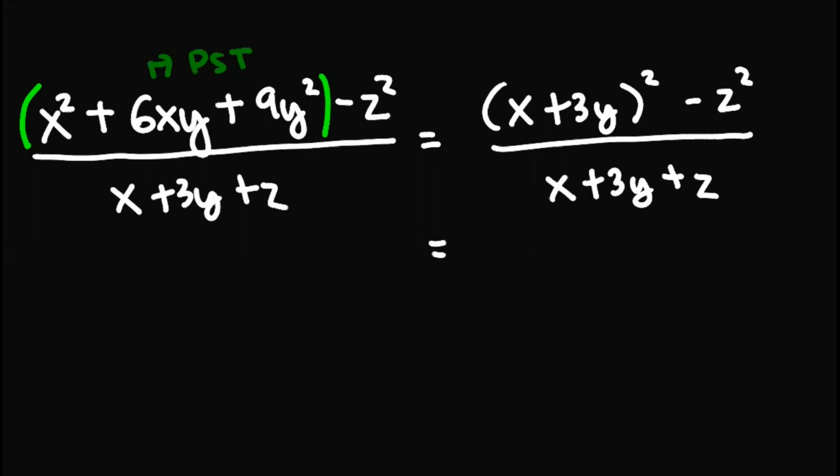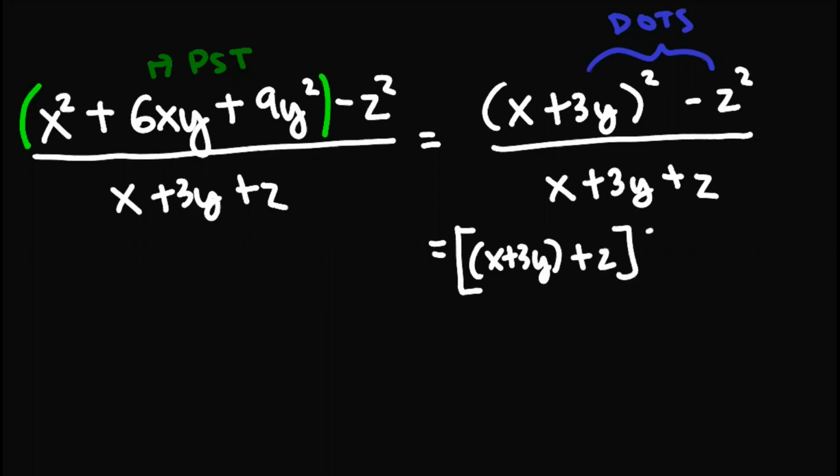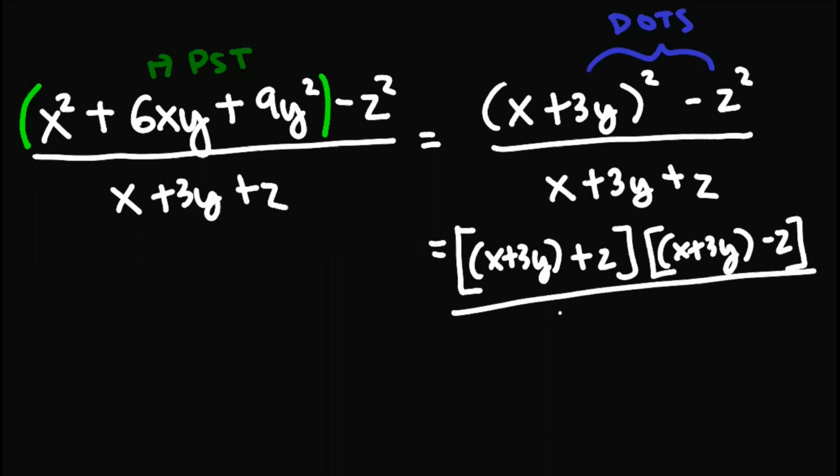From here, observe that this one out here is a difference of two squares. With this in mind, we can write this one, or we can factor the numerator as x plus 3y plus z times x plus 3y minus z all over x plus 3y plus z.